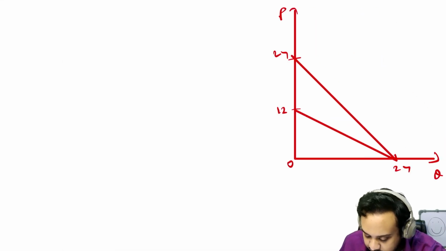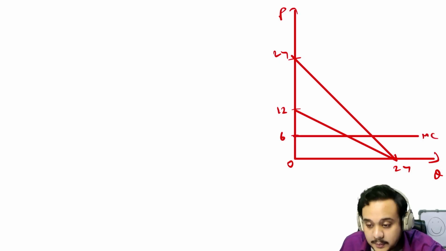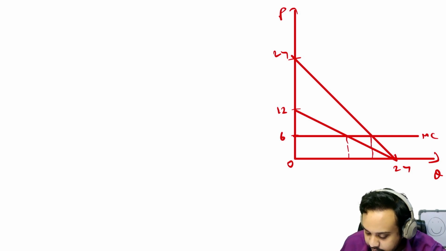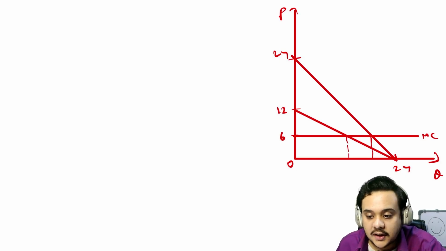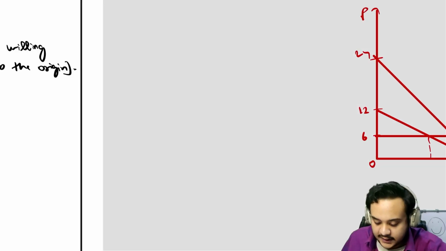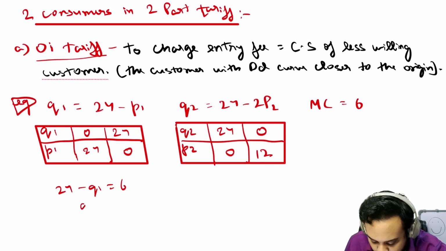Now what we are doing is, at the price of 6, we draw our marginal cost curve. So when price is equal to MC, those are the two equilibrium points. Obviously you can see that the lower demand curve, the one closer to the origin, will fetch you a lower quantity, and let us find out what that quantity is. When 24 minus Q1 is equal to 6, then Q1 is 18, Q1 star.